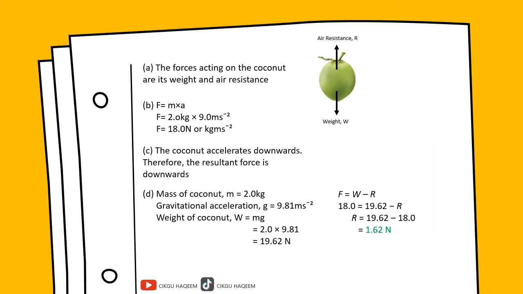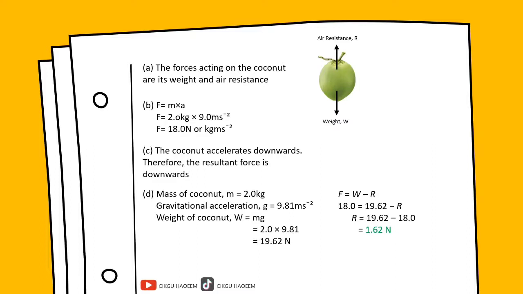We know that the resultant force is the sum of two or more forces, combined to be a single force. For this situation, the resultant force is weight minus air resistance, because we assume the weight is in the positive direction and air resistance is in the negative direction. So weight minus air resistance.